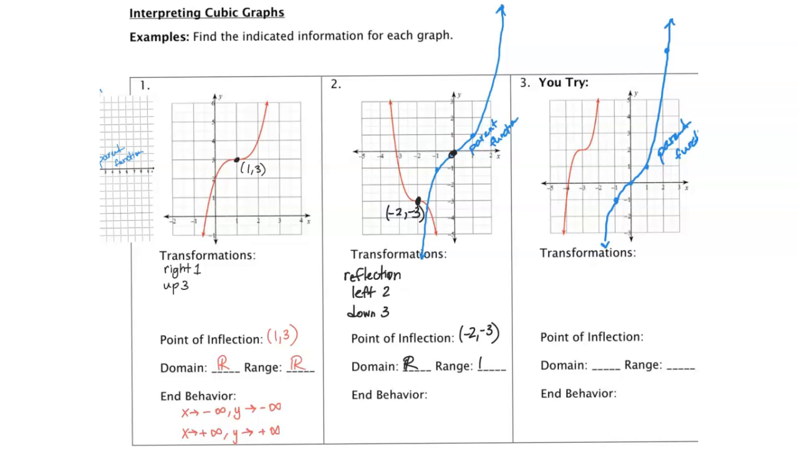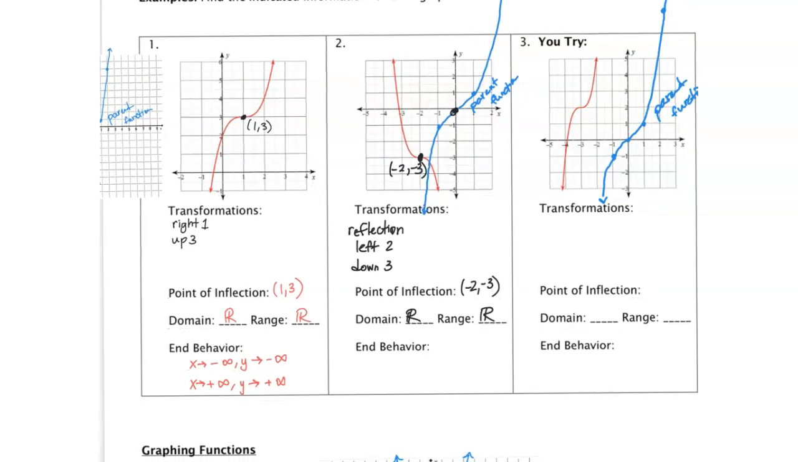Domain is all real numbers. Range is all real numbers. As we're looking at the end behavior, as we're going towards the left, we're going to end up going upwards. So that's towards positive infinity. And towards the right, as x goes towards positive infinity, we're going to end up going down. So y is going towards negative infinity.